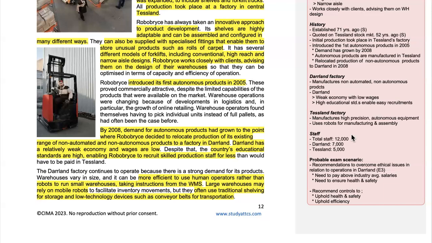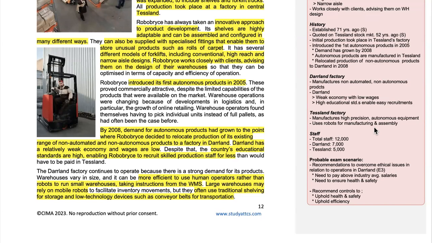And looking at what happens within the Tesland factory, it is dedicated towards manufacturing high precision autonomous equipment. So what is manufactured within Darland is totally different to what we manufacture in Tesland. In Darland, we are manufacturing non-automated, non-autonomous products. However, in Tesland, we are manufacturing high precision autonomous equipment. So when manufacturing high precision autonomous equipment, we have to make sure that we do it in the most efficient and accurate manner. Because of that, we are using robots for manufacturing and assembly operations.